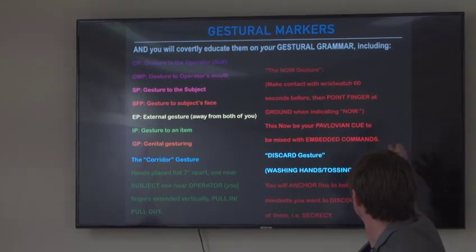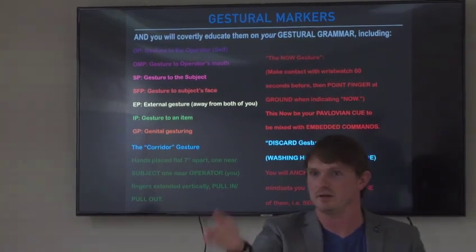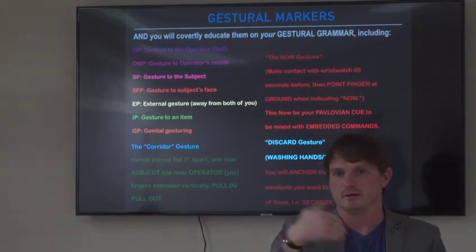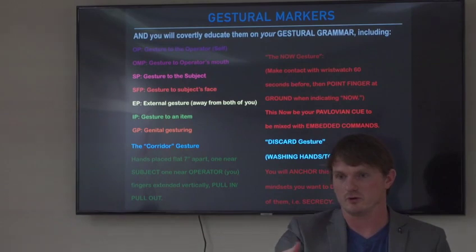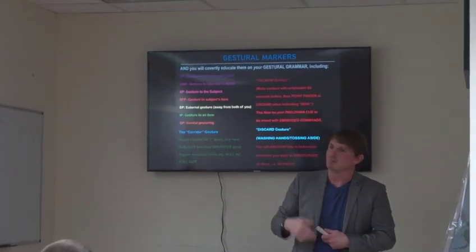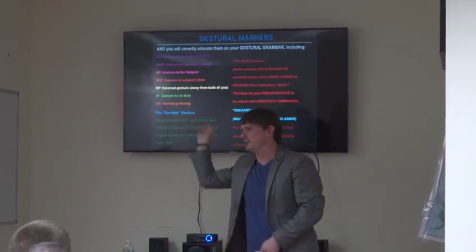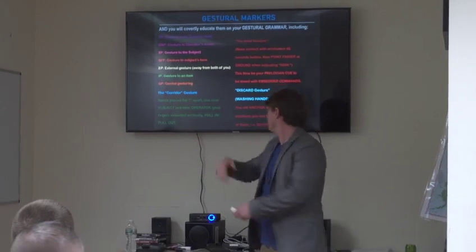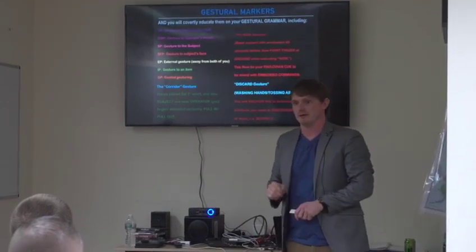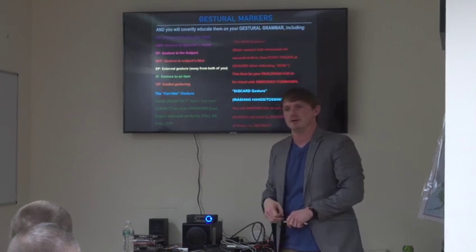Okay, gesture to an item. Now, these are very important. The corridor gesture. Now, you've already established this means you, this means me. Okay, the corridor gesture is people like you and me, guys like us. People, these people are so secretive. Okay, gesture away. That's a gesture away.